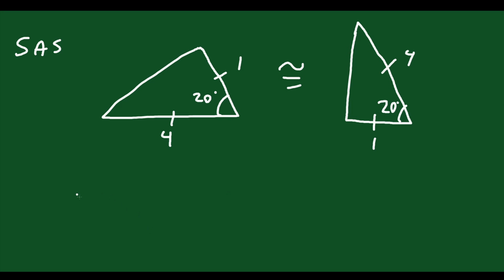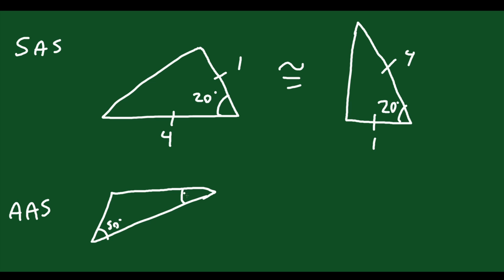Okay, let's look at another method. We have AAS, so angle, angle, side. So what that means is that you have two angles, like we'll say this is 50 degrees, and we'll say this over here is 10 degrees. And then you have another side, right? So angle, angle, and then a side. So we'll call this side length 5. That's congruent to the triangle that looks like this, where you have this angle here is 50, this angle here is 10, and this side up here is 5, right?